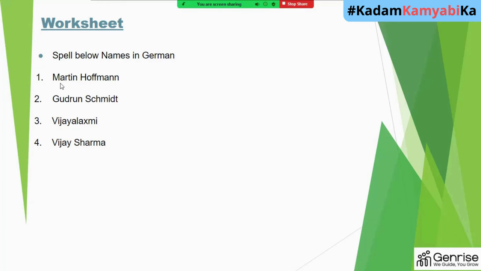Please repeat after me. Purnama. And the last name will be called as Naknama. Third sounds will come. Naknama. Martin is the Purnama. Hoffmann is the Naknama. Gudrun is the Purnama. Naknama Schmidt. Vijay Purnama. Sharma Naknama.